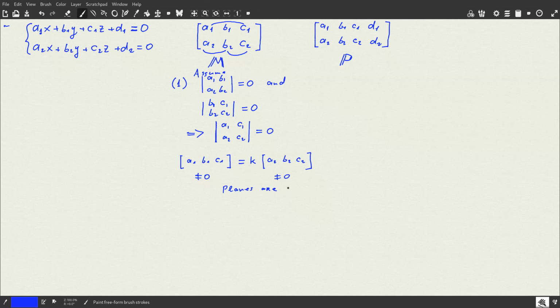Well, maybe. Or it may even be that it is the same plane. Why not? So how do we distinguish between these two cases? Whether planes are parallel or it is the same plane.